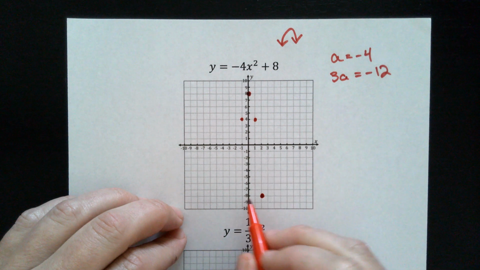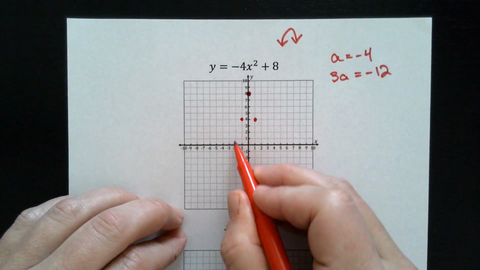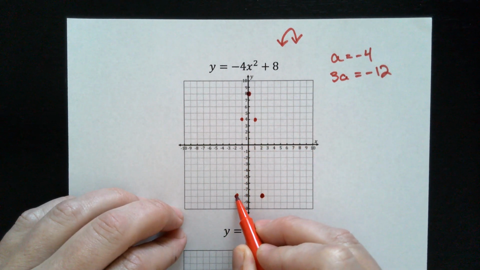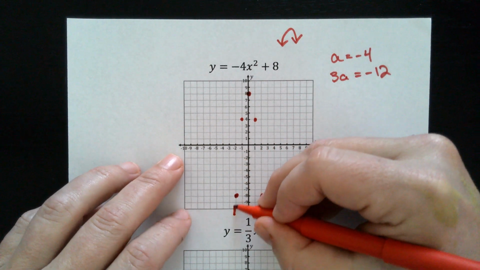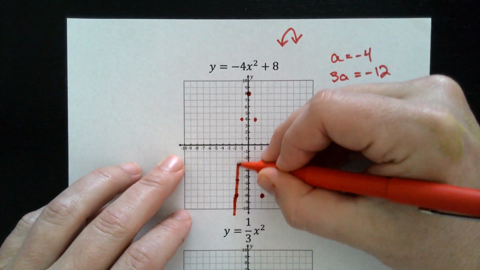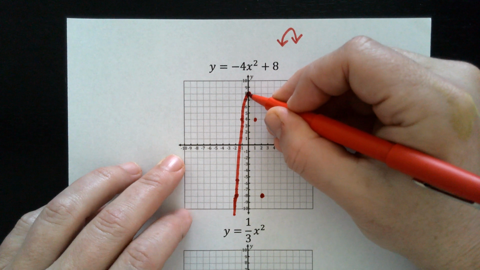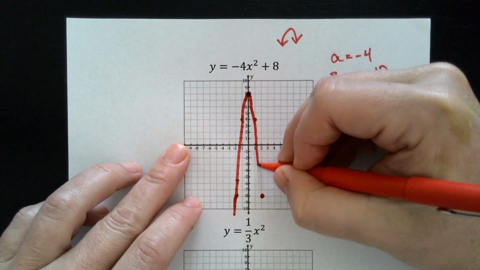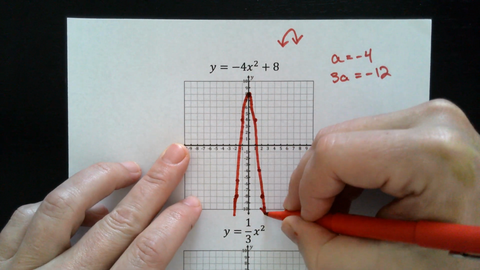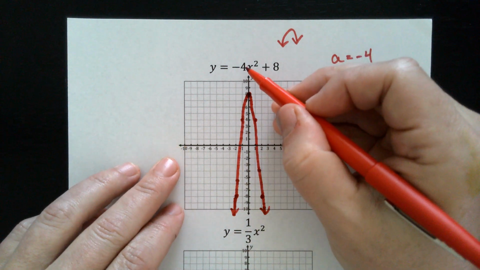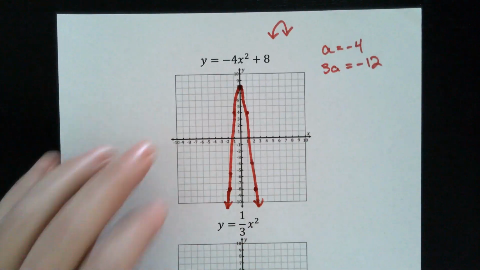Okay, and the same thing over here. I'll move here and go down 12, which will be here. And then we have our skinny graph. Why is it skinny? Because it's got a number out front that's not a fraction. Okay, and the bigger this number is, the skinnier this graph will be.